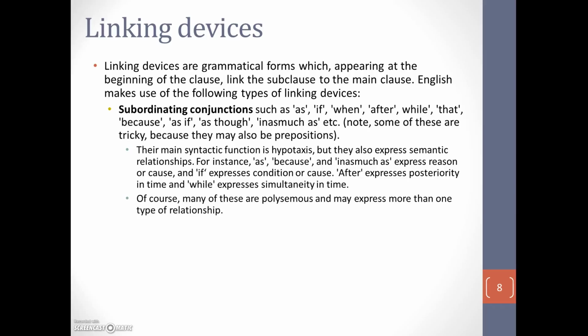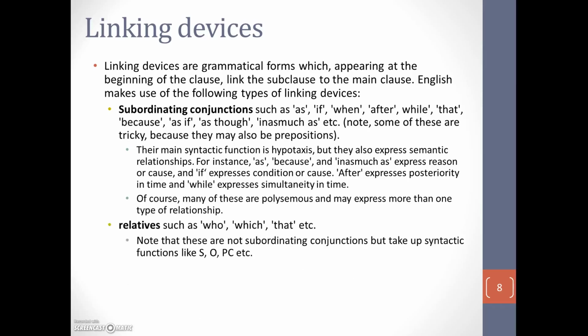So some of these conjunctions are, of course, polysemous. That means they can have more than one meaning and they may express more than one type of relationship. Now, relatives are also linking devices. So these relative pronouns, who, which, and that.